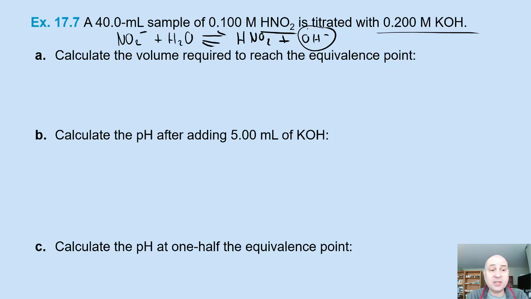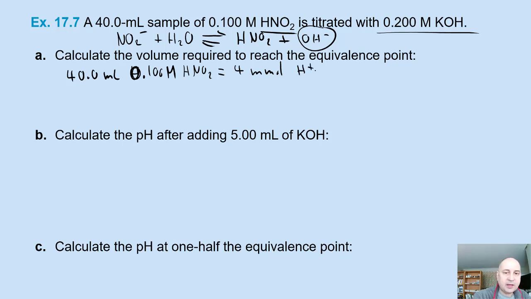So first of all, we need to calculate the volume required to reach the equivalence point. Here we don't have to worry about strong or weak. We just need to calculate the exact number of moles of acid to neutralize the base. So if we have 40 milliliters of our acid and it's 0.100 M of the acid, that gives me 4 millimoles of acid.